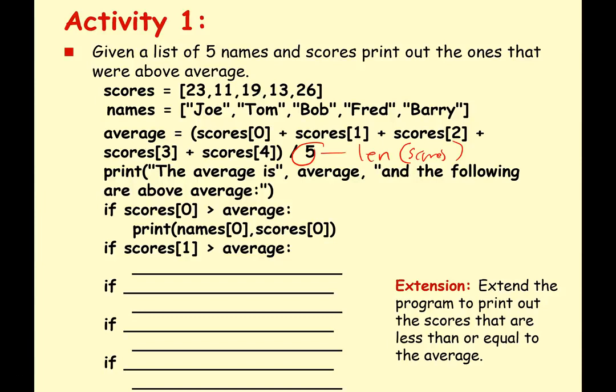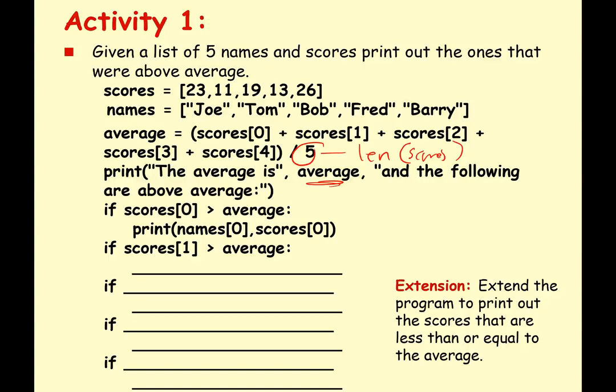Then we're going to say print the average is, and then what the average we've calculated is going to be. And the following results are above average. So we're going to look at each score, see if it's bigger than the average that we've just calculated. If it's true, we're going to print out the name and the score of that person. So remember, I don't know what the average is yet. Well, the computer will calculate it, and then it'll print out all the names that are greater than the average.